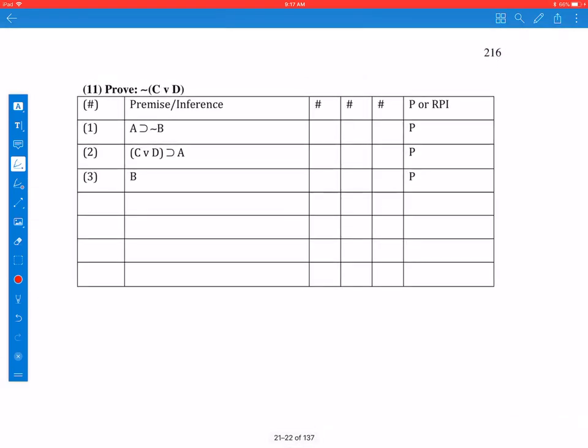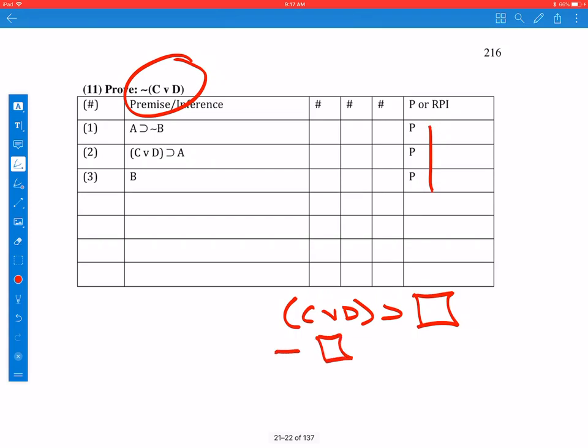11. Okay, 1, 2, and 3 are premises. We have to prove not C or D. We look around at our premises and we don't see that anywhere. So again, we're going to use our first strategy, and that is look for the opposite of what we need to prove, which would be C or D in the antecedent of a conditional. Then we'd look for the opposite of the consequent, and that would give us exactly what we need by modus tollens.